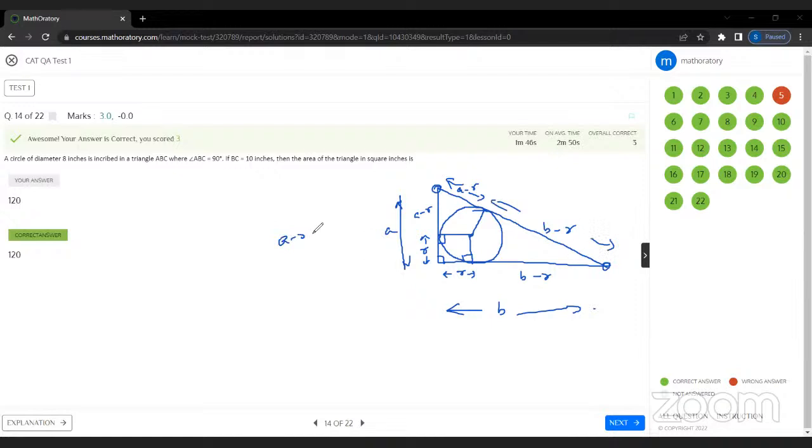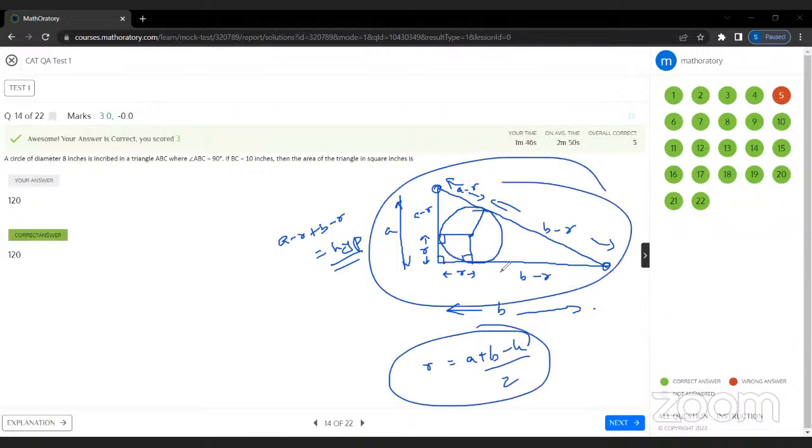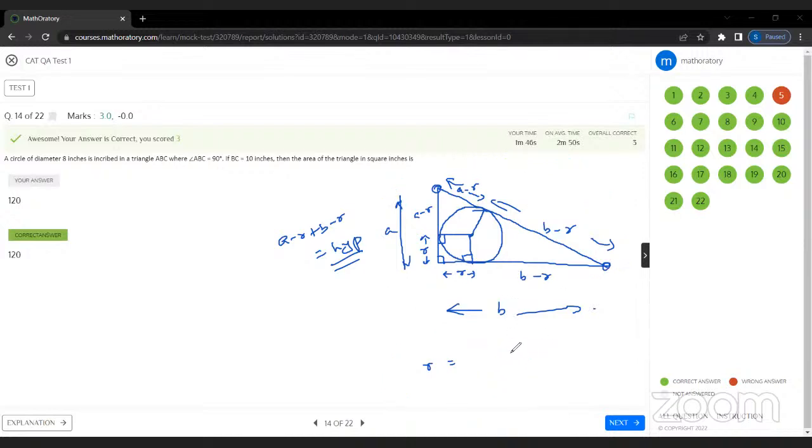So this A minus R plus B minus R is basically the hypotenuse. If you remember, what I told you also, in books and all, it will be given like this, right? In-radius is A plus B minus H by 2. But where does this come from? From this idea. So if you remember this idea, you can utilize it in different types of problems, not just to figure out in-radius.